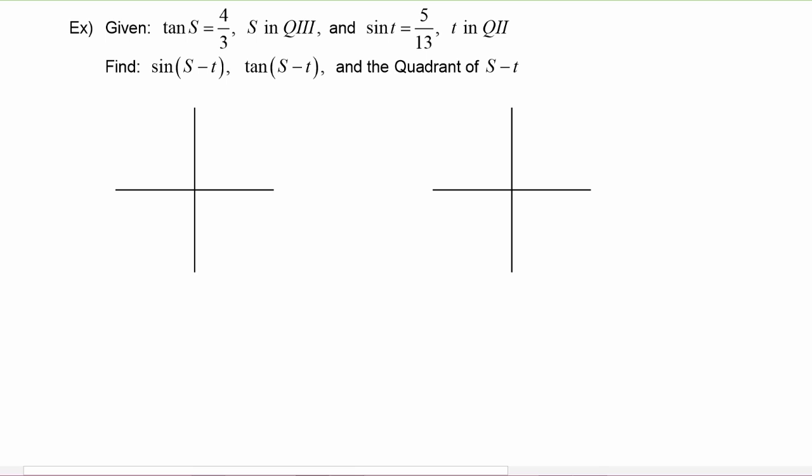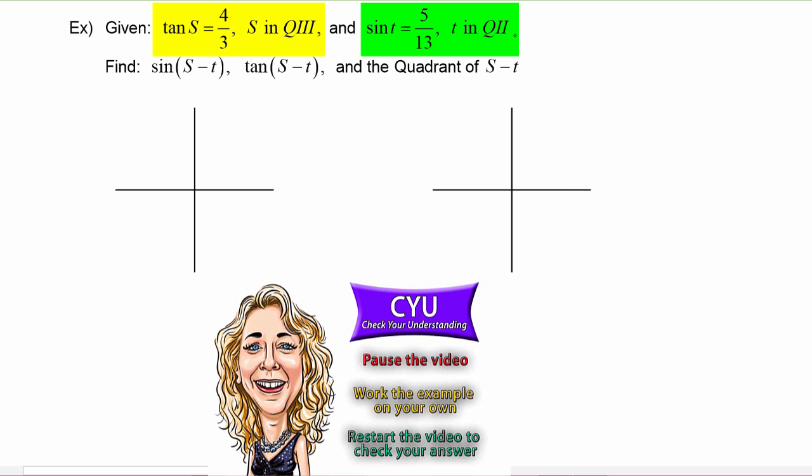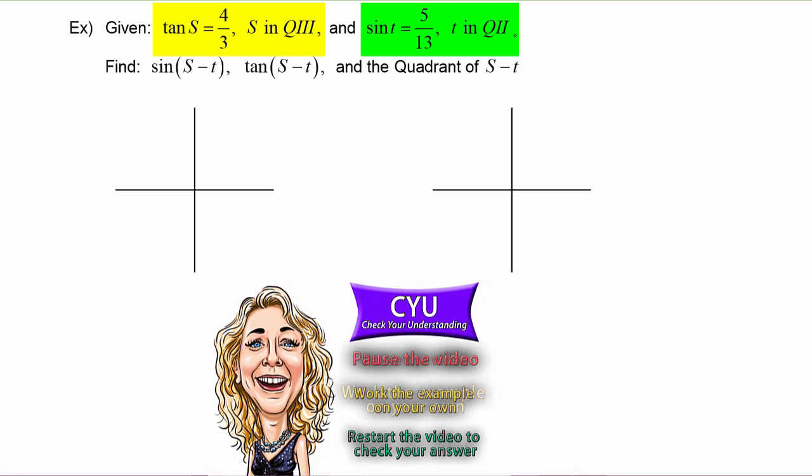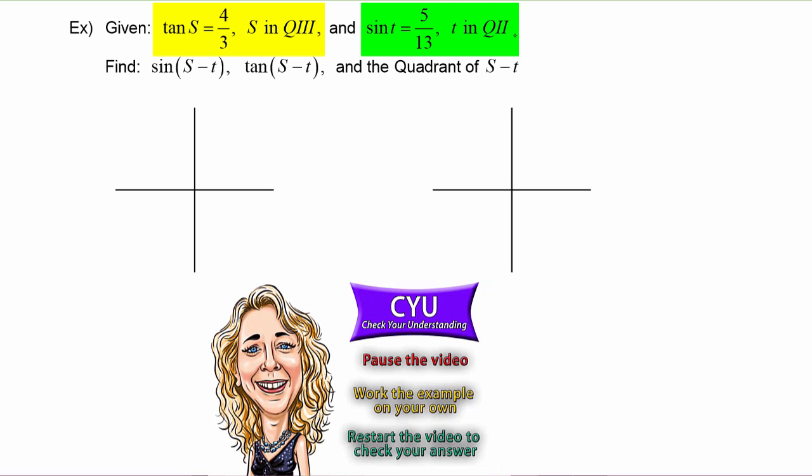In this next example, we're given that the tangent of s is 4/3 and that s is in quadrant 3, and the sine of t is 5/13 with t in quadrant 2. It's CYU time, so pause the video, work the example on your own, then restart the video to check your answer. Okay, let's see how you did.